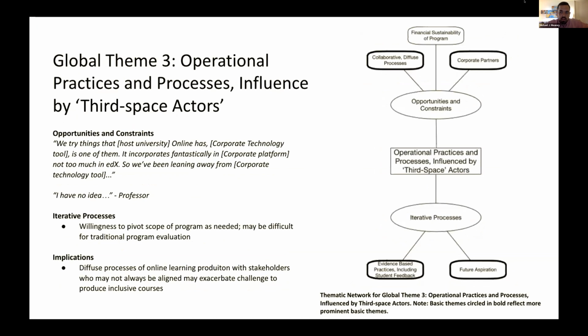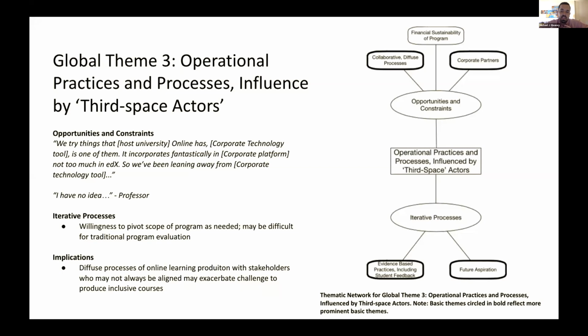And then lastly, and I'll go over this one quickly, we heard about it in the previous presentation in great detail, although not explicitly. There's a whole series of third space actors that are not professors, and they're not instructional designers, and they're not curriculum specialists. They're program managers and platform managers and product managers that work at all of these institutions, be they the universities or the technology vendors.